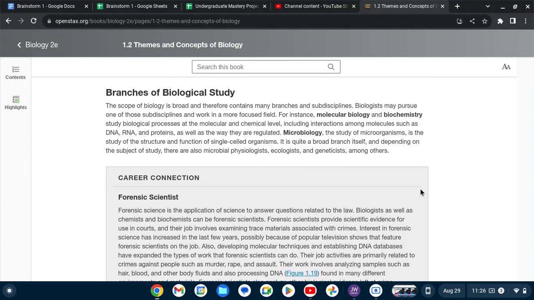For instance, molecular biology and biochemistry study biological processes at the molecular and chemical level, including interactions among molecules such as DNA, RNA, and proteins, as well as the way they are regulated. Microbiology, the study of microorganisms, is the study of the structure and the function of single-celled organisms. It is quite a broad branch itself, and depending on the subject of study, there are also microbial physiologists, ecologists, and geneticists, among others.